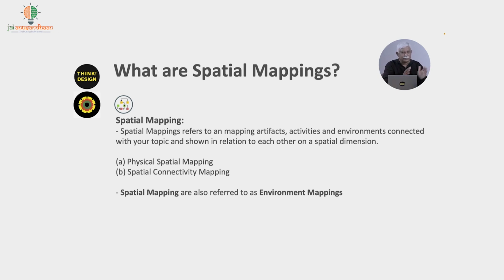One is physical spatial mapping, that means that you map it on a physical dimension. The second one is spatial connectivity mapping. Those that you mapped, you can actually link through connections, so it becomes spatial connectivity mapping. The spatial mappings are also referred to as environment mappings.